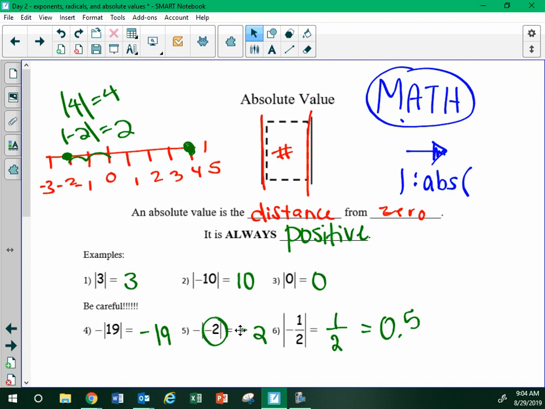Is there anyone that's not able to find the absolute value bar that needs help? How do you bring it back up again? You have to do the same thing. Math, arrow to the right, then ABS. Now, when we did this one, we got an answer of 0.5. Does anyone remember how to change that back into a fraction?